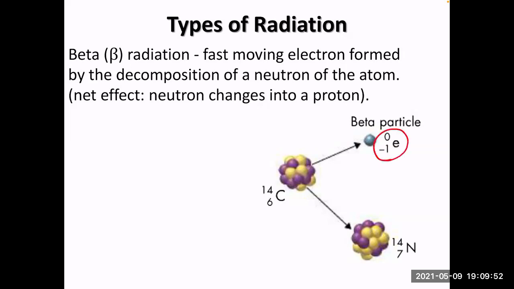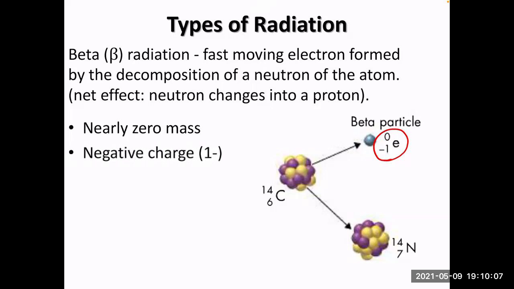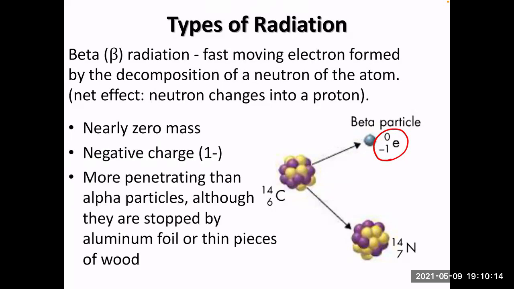So a beta particle looks like that. It is an electron with its -1 charge and a mass of 0, because remember, electrons don't have any mass, or not enough that we can calculate it easily. It has a nearly 0 mass, so it's so low that it's negligible. It has a negative charge of -1. It penetrates more than alpha particles because it is smaller, but aluminum foil or thin pieces of wood can stop a beta particle.